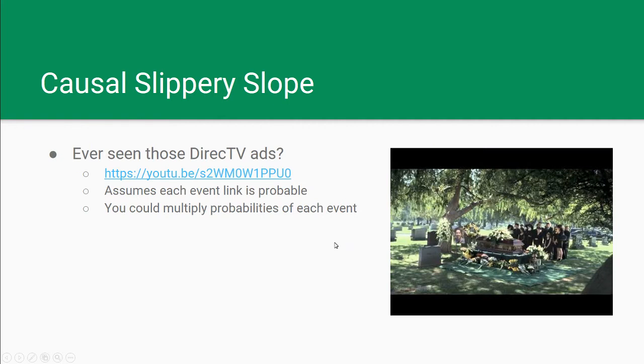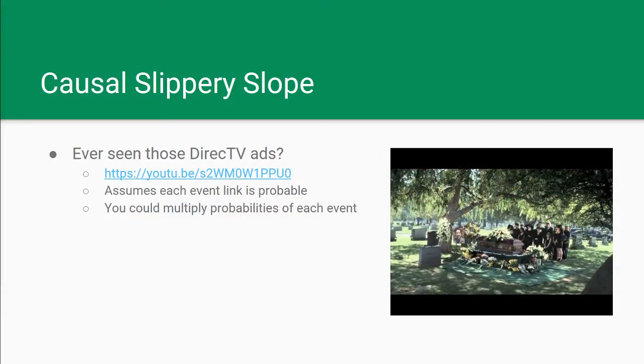With causal slippery slopes, the best example here are those DirecTV ads. I don't know if you've ever seen those DirecTV ads on TV where they just go from one link to the next, one event to the next, because you didn't ditch your cable, right? So let me give you an example of this. As a matter of fact, there's an example in the reading here, and here's a transcript of one of those ads. If you use cable, your cable will probably go on the fritz.